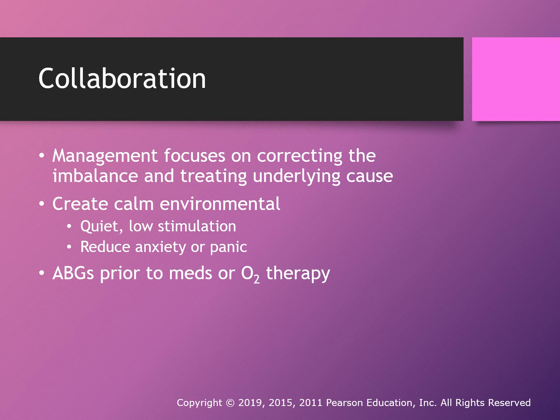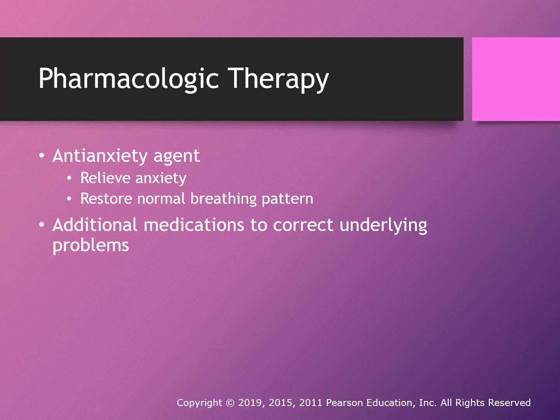Collaboration. Management of respiratory alkalosis focuses on correcting the imbalance and treating the underlying cause. It is important to create a calm, quiet, low stimulation environment to reduce the patient's anxiety or panic. ABGs must be ordered prior to administration of medication or oxygen therapy. Pharmacologic therapy. A sedative or anti-anxiety agent may be necessary to relieve anxiety and restore a normal breathing pattern.